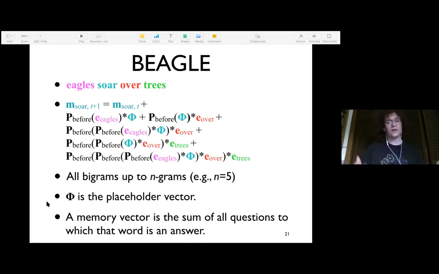Essentially, the way it works is a memory vector is a sum of all questions to which that word is an answer. Essentially, it's a fill-in-the-blank game, and any sentence where soar is an appropriate word to fill into the blank is essentially what the memory vector for soar comes to represent: where is soar appropriate to fill in a blank.